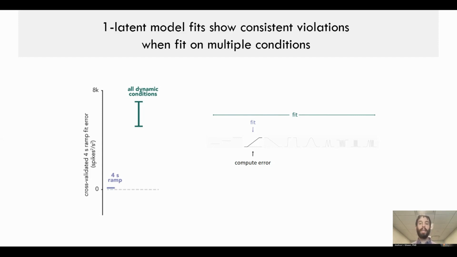And this is not just because we're fitting to more conditions. If we do a control where we actually generate the data from a one latent model, it doesn't matter how many conditions we have. We consistently get close to 0 error.